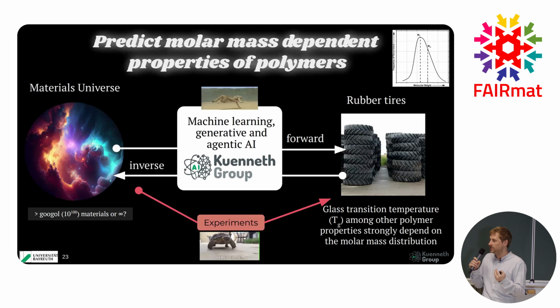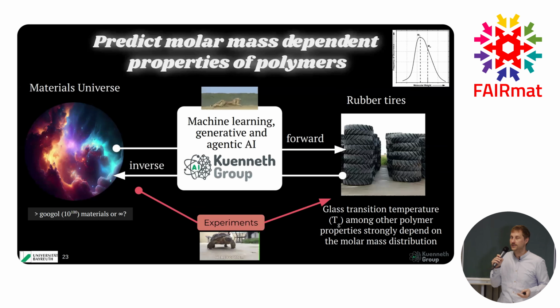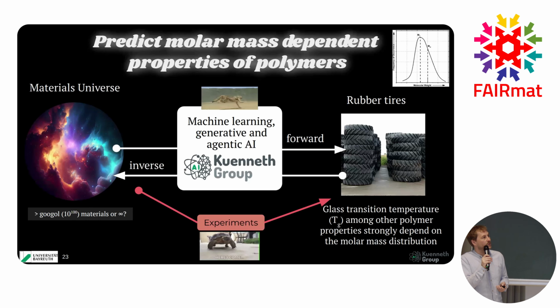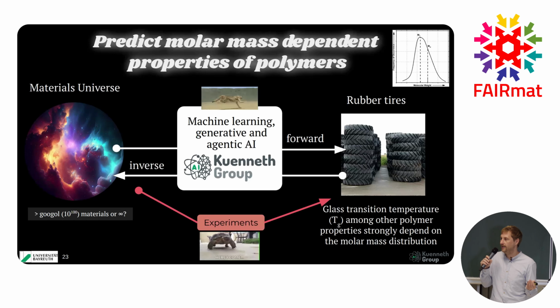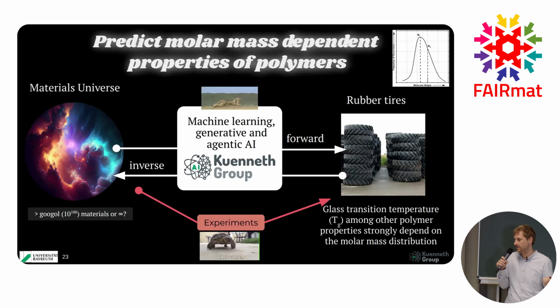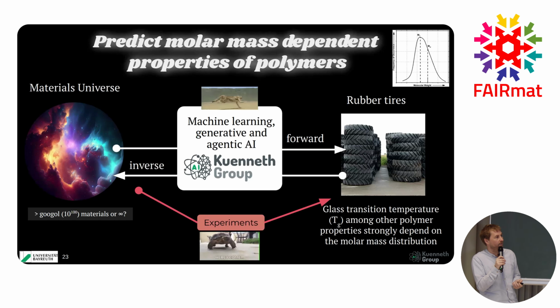And TG is one which is very sensitive to this molar mass distribution. So if you make it narrow or you shift the entire distribution, then you would also change these properties. And one particular industry that is interested is the rubber industry, because they use polymers very much, and for them TG is very important. That's why I put this tire picture here.